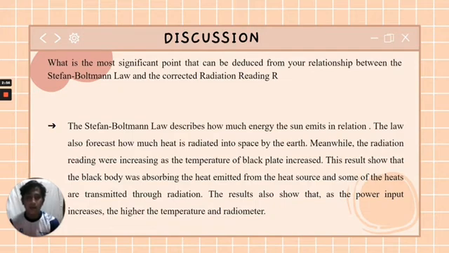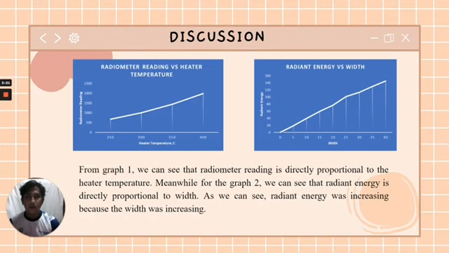Meanwhile, the radiation readings were increasing as the temperature of the black plate increased. This result showed that the black body was absorbing the heat emitted from the heat source, and some of the heat is transmitted through radiation. The result also showed that as the power input increased, the temperature and radiometer reading were higher. So next, we go to discussion number 3.